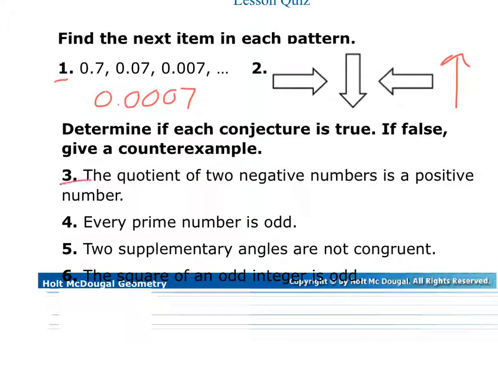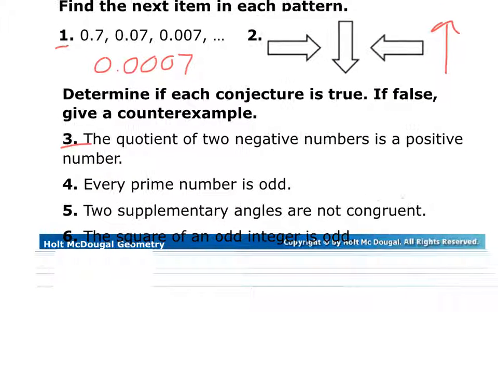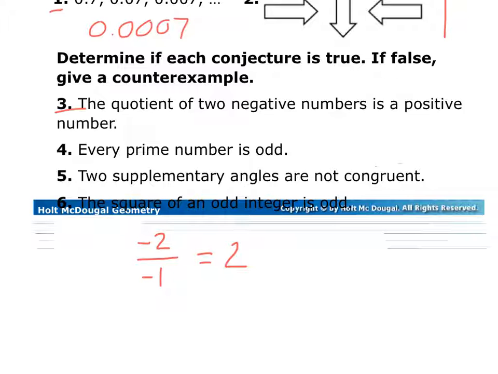Let's look at number 3. The quotient of two negative numbers is a positive number. What's a quotient? Division, when you're dividing. Okay, so what's a negative number? -2. And what's another negative number? -1. What's -2 divided by -1? +2. What's another negative number?